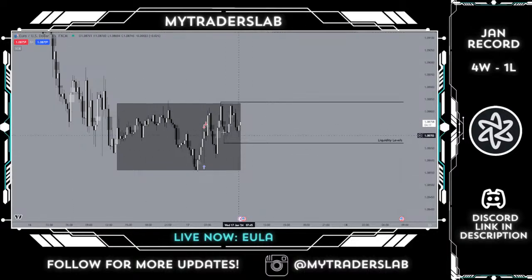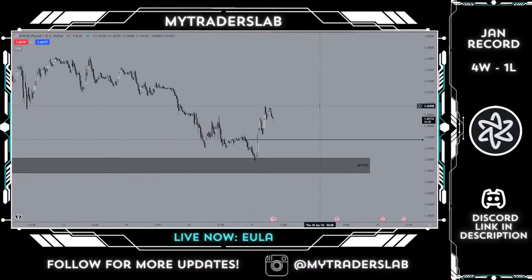Alright, these are the levels I marked for EU. I'm gonna mark some for GU as well.